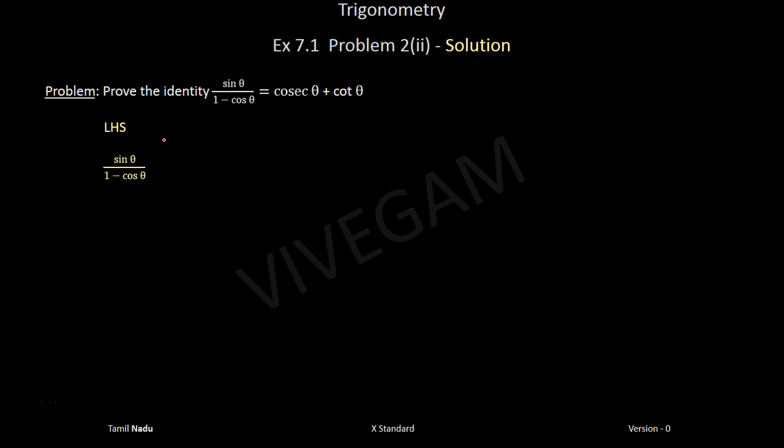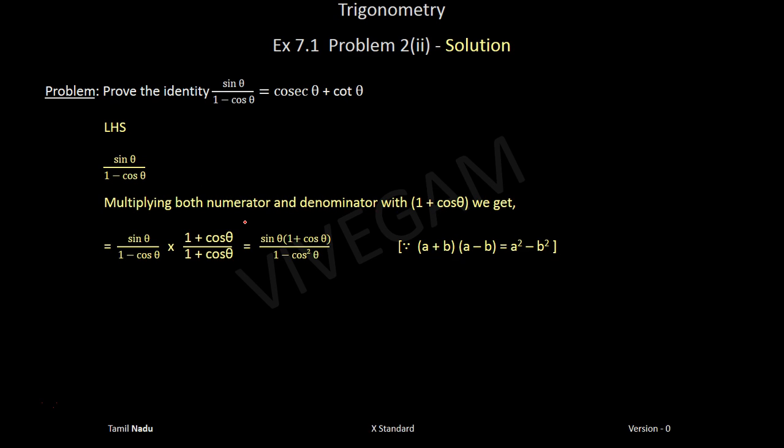The LHS is sin theta by 1 minus cos theta. So multiplying both the numerator and denominator by 1 plus cos theta, we get sin theta by 1 minus cos theta into 1 plus cos theta by 1 plus cos theta. So the denominator will become 1 minus cos theta into 1 plus cos theta. That is in the form of a plus b into a minus b, which is equal to a square minus b square. Got it?